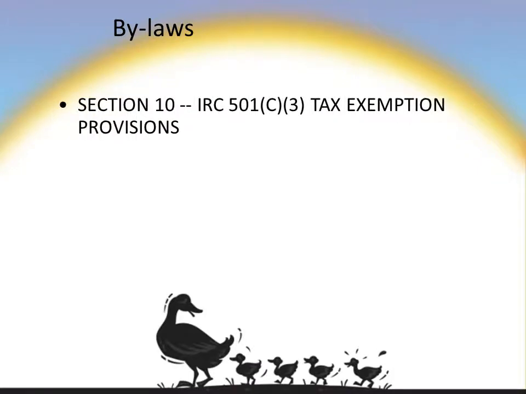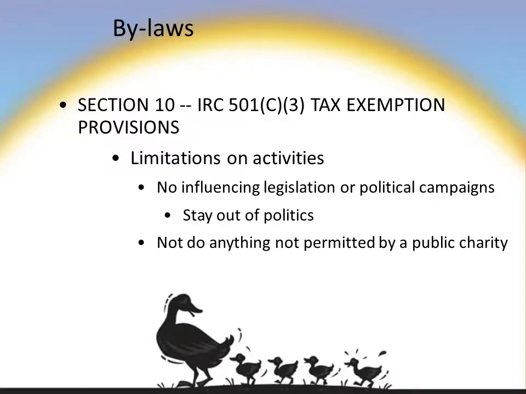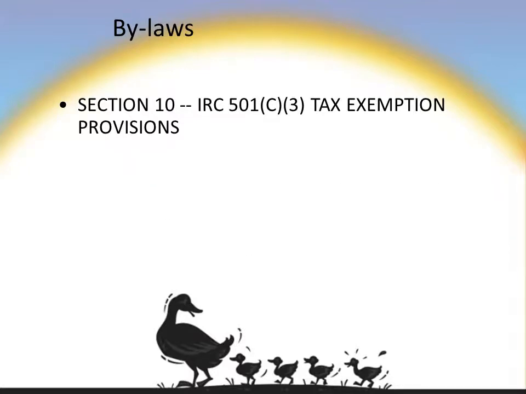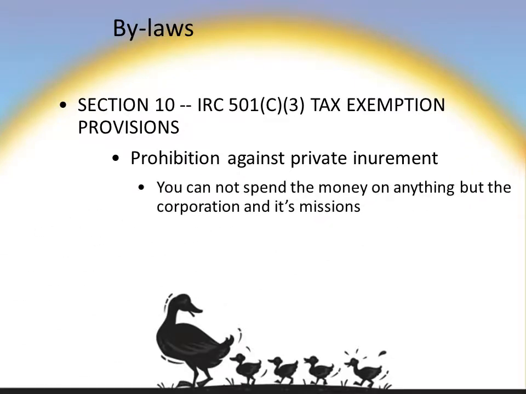Section 10 ensures that your organization is in compliance and will remain that way with IRS 501c3 guidelines. Anything not previously mentioned is stated here. This section places limitations on the organization's activities, such as not influencing legislation or political campaigns, meaning stay out of politics, and not do anything not permitted by a public charity. This section also prohibits private inurement, meaning you cannot spend the money on anything but the corporation and its missions. Keep in mind, payroll is not private inurement.